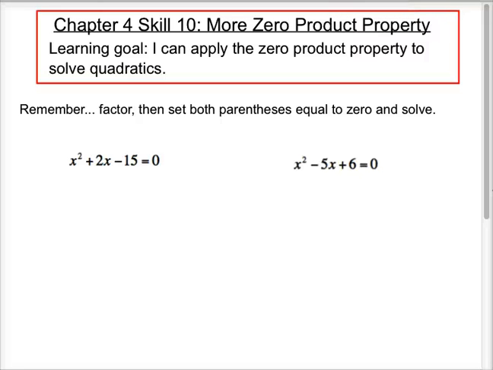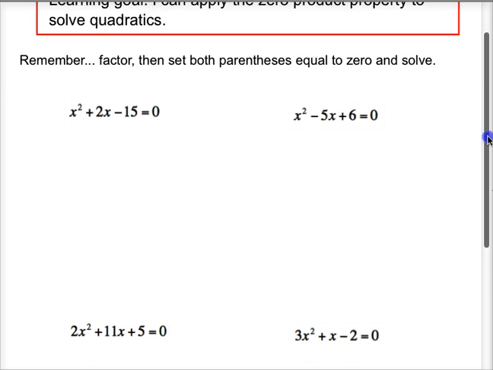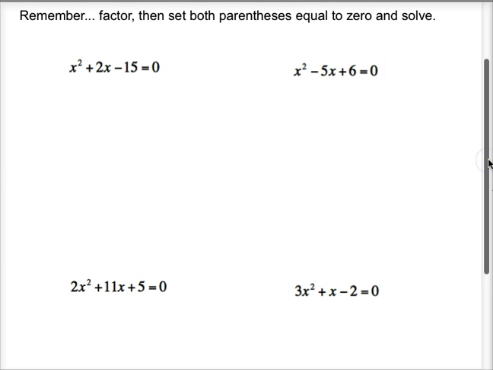Welcome back. In this lesson, we are going to continue investigating with a zero product property to make sure that we really hit it hard, because this is a concept that's going to keep coming back throughout Algebra 2. So the key to the zero product property is always remember factor and then set both parentheses equal to 0 in order to solve. So let's factor this.